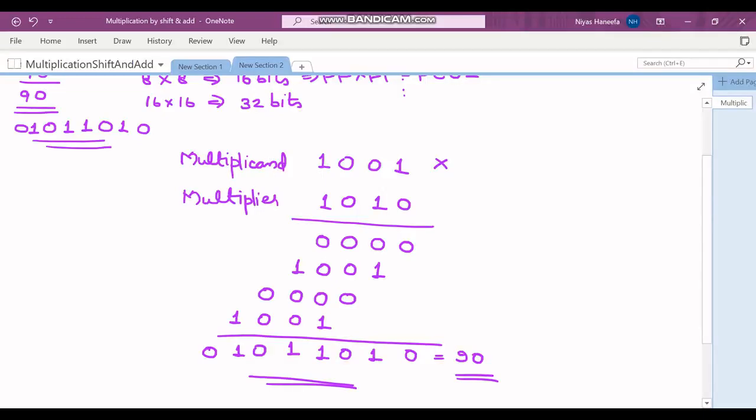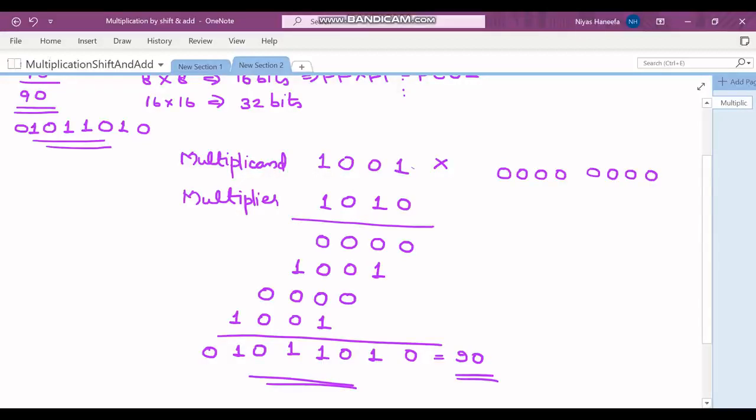What we are doing here is taking one bit of the multiplier at a time. If that bit is equal to 1, we add the multiplicand to the result. If that bit equals 0, there is no addition. But whether there is an addition or not, we shift the multiplicand one bit to the left. The first bit was 0, so the result is 0 itself, with no change. We can think of the result initially as 8 bits of 0000, and it remains the same.